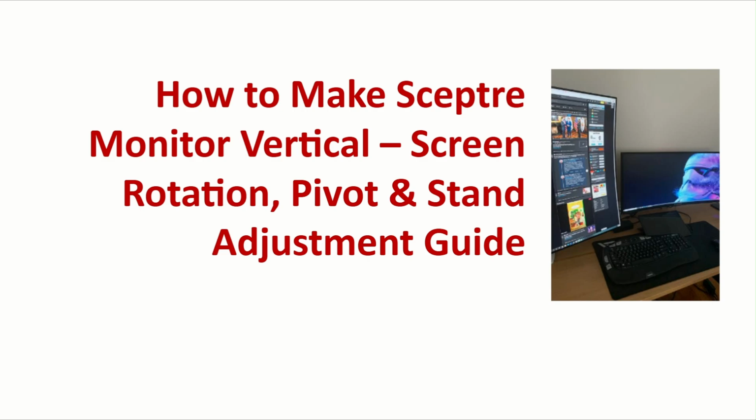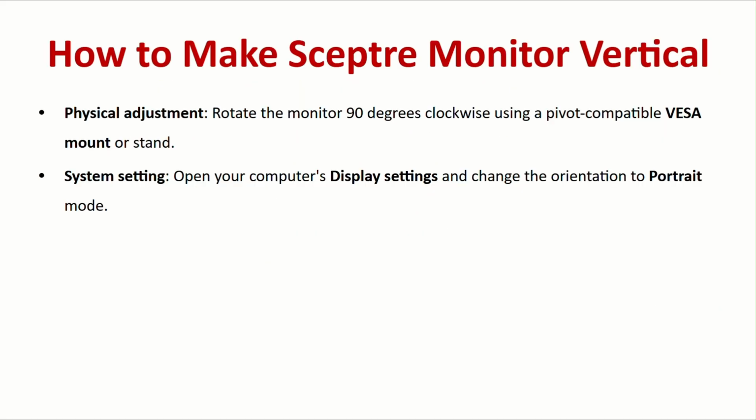Today in this video, we are going to see how to make a Sceptre monitor vertical: screen rotation, pivot, and stand adjustment guide. How to make your Sceptre monitor vertical. First, physical adjustment. Rotate the monitor 90 degrees clockwise using a pivot-compatible VESA mount or stand. Next, system settings. Open your computer's display settings and change the orientation to portrait mode.